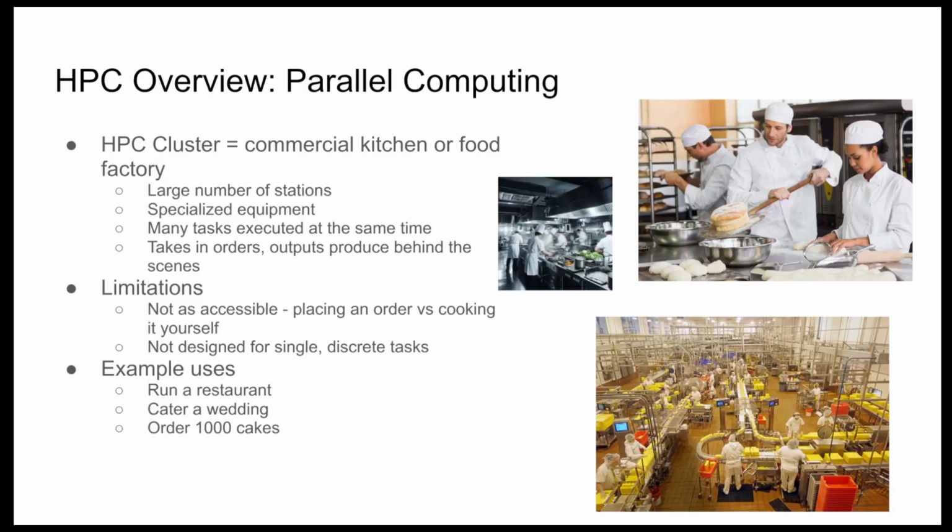They have a large number of stations, they might have specialized equipment for cooking large amounts of food, and they're generally designed for many tasks to be executed at the same time without interfering with each other. However, because of this, they have a slightly different structure. They take in orders and produce outputs behind the scenes. This optimization for efficient work as opposed to accessible work does place some limitations.